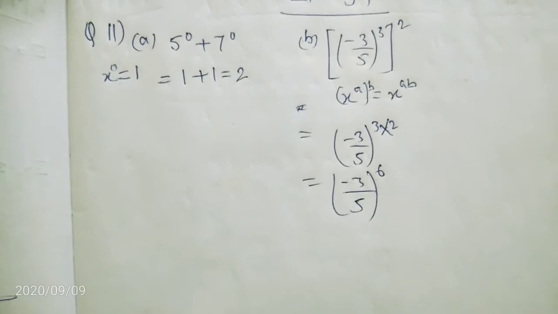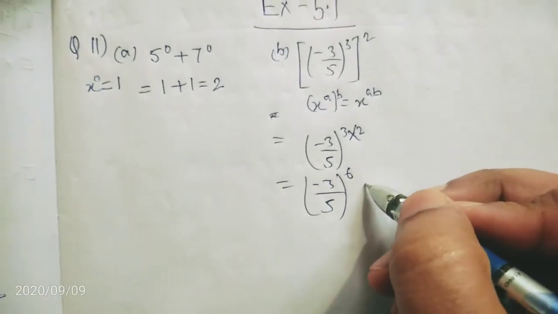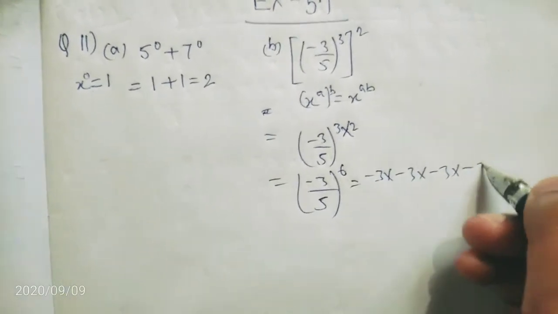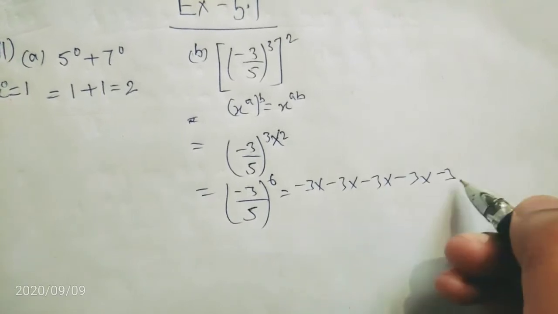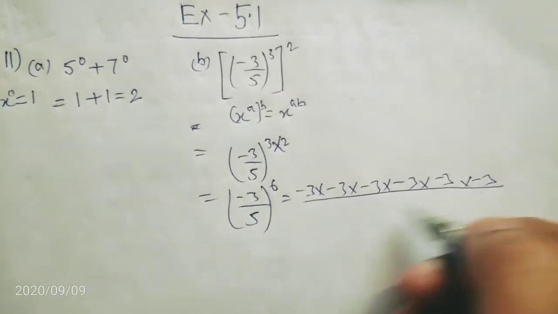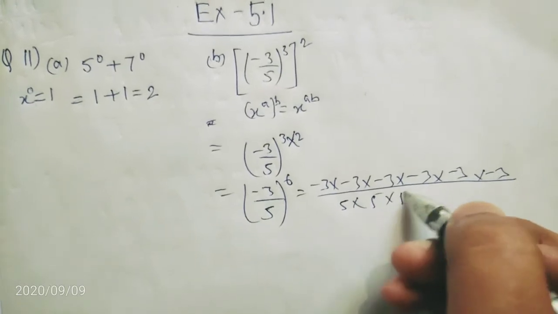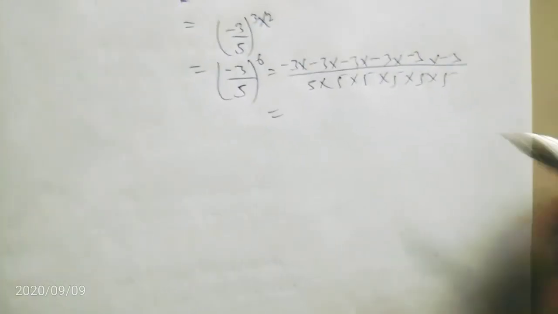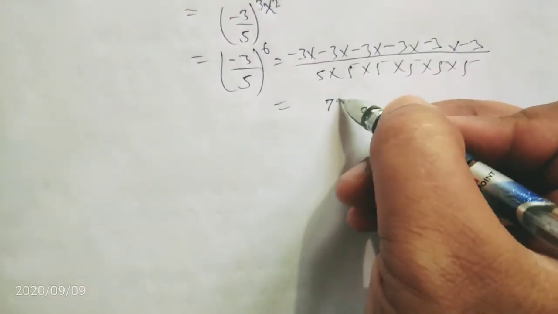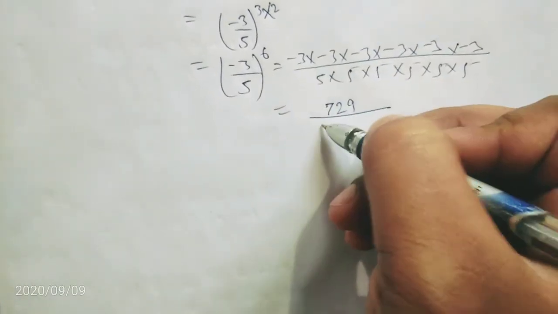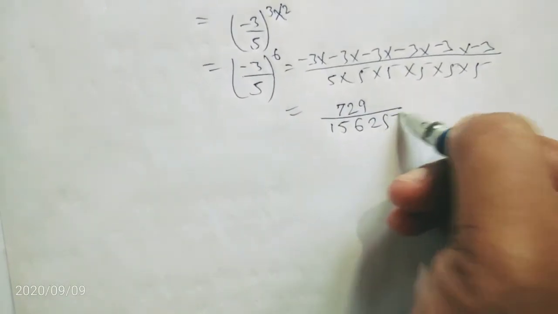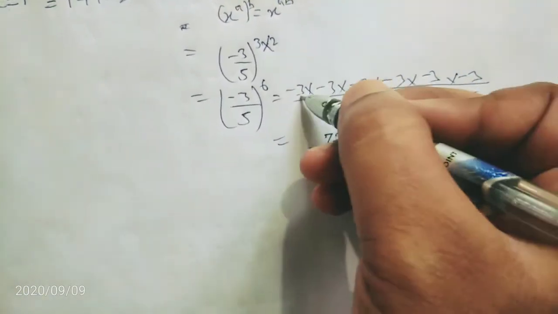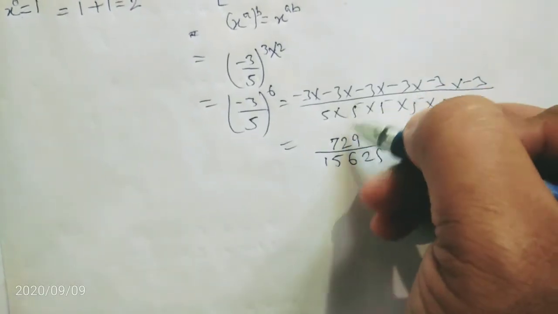Now you have to expand this number. Expand means in this way: minus 3 into minus 3 into minus 3, and so on. So how many times? This 3 and this 3, and here 5, you have to multiply 6 times. After multiplying all these 3s it is coming 729, and after multiplying 5 it is coming 15625. So why is it positive? Because there is an even number of negative signs, 1 2 3 4 5 6. So that is why it will be a positive sign.